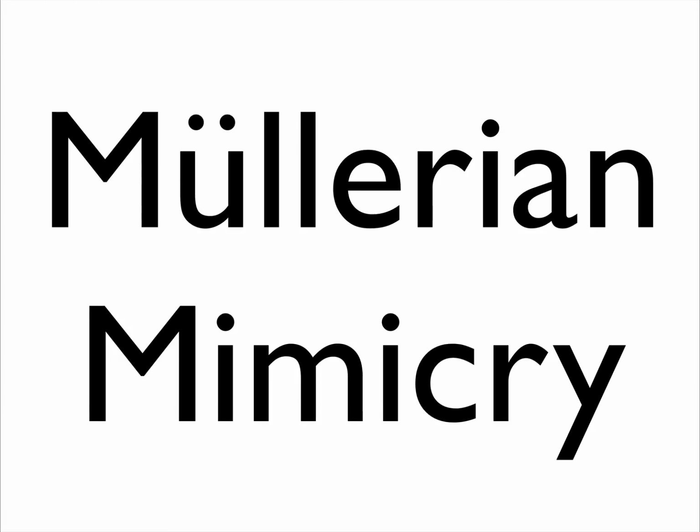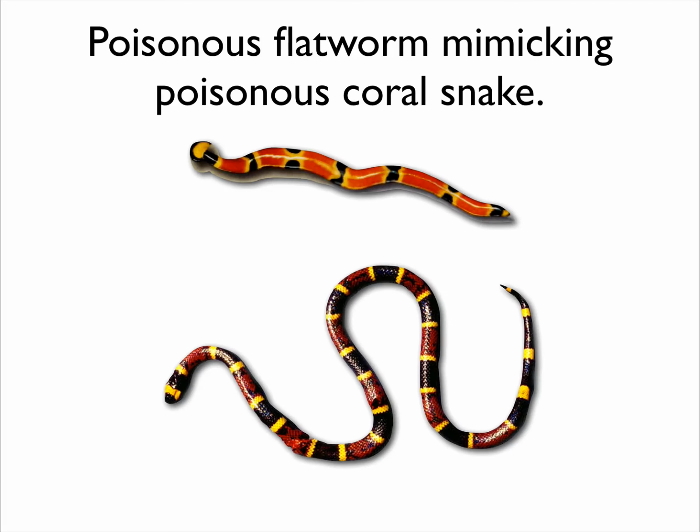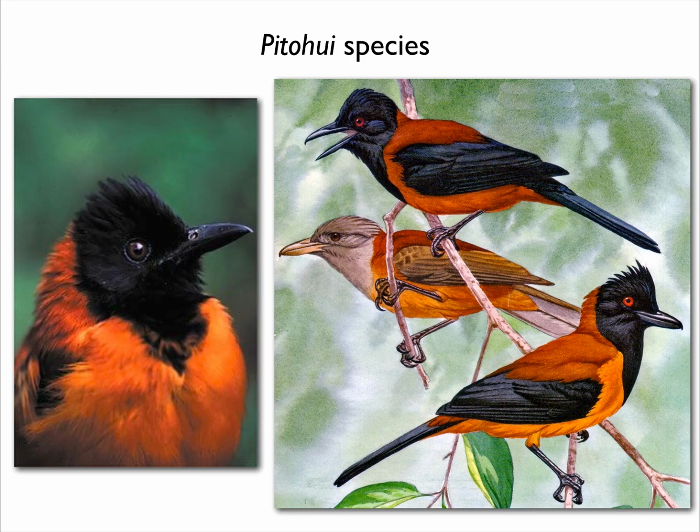So let's go on and look at a couple examples of Mullerian mimicry. Here we have a poisonous flatworm that mimics a poisonous coral snake. They're both poisonous, but they are very, very different creatures. It's Mullerian, so definitely not Batesian, because they're both poisonous. And this is an interesting situation.